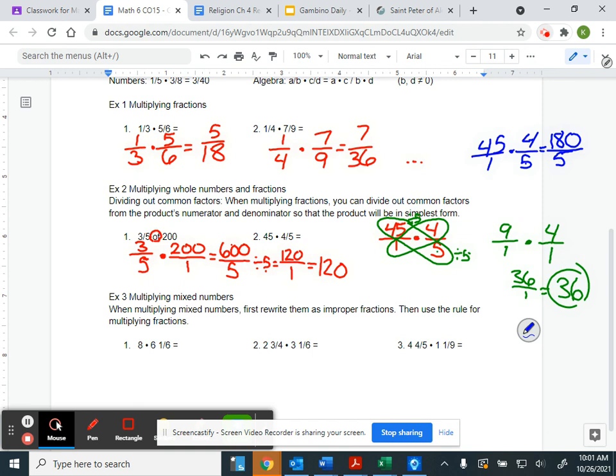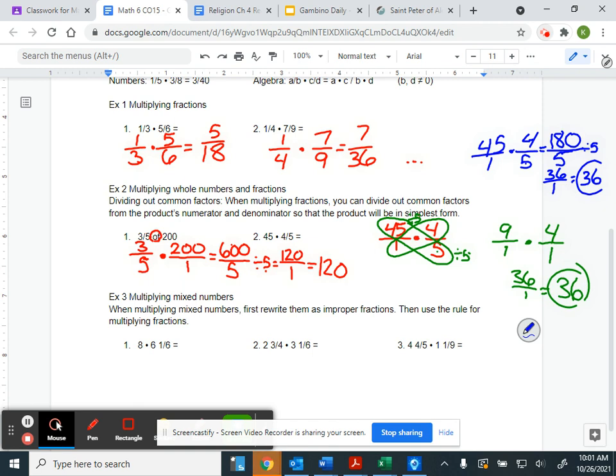So I'm going to divide that 5 out of both. 5 divided by 5 is 1. 180 divided by 5 is 36. So both ways get us the same answer.